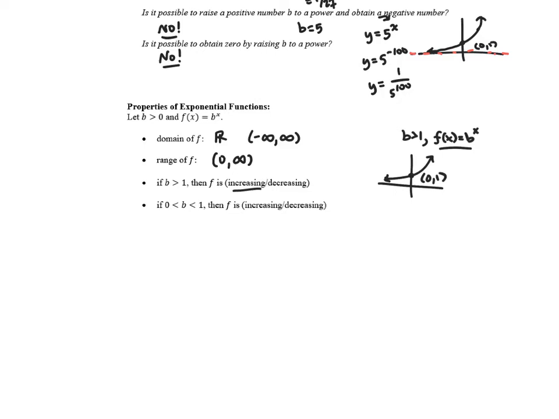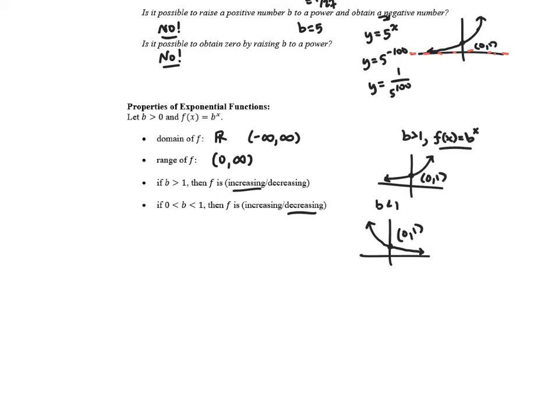If b is between 0 and 1, then it will be a decreasing exponential function, or an exponential decay function. So it will still go through (0, 1). It will just decrease instead of increasing as x increases.